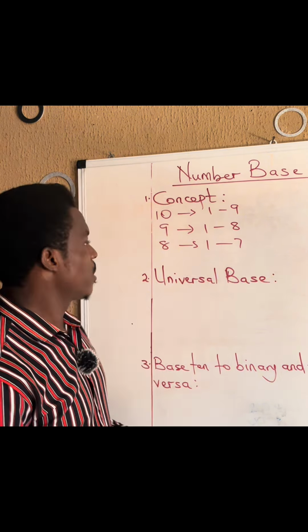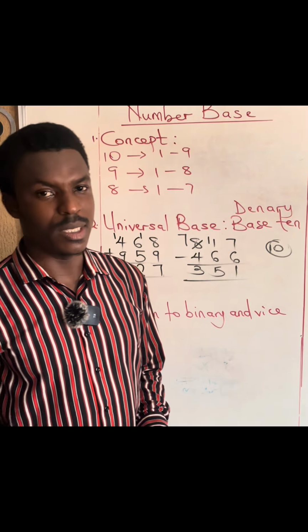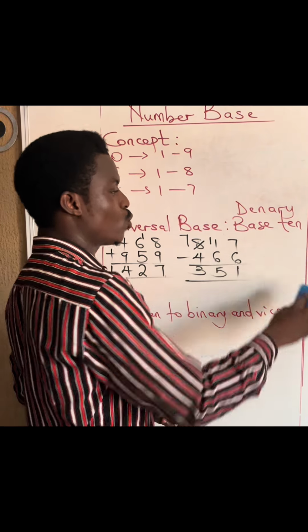This is the concept of that operation, that as I have brought 1 from this, the one I have brought is standing as 10. So 10 plus this one becomes 11. So 11 minus 6 gives 5, and this gives 3. So that is the concept of number base. Like I said, you can apply this to other bases.